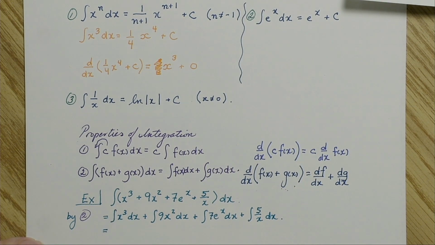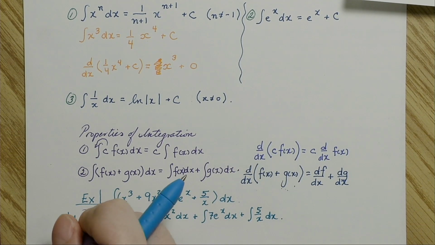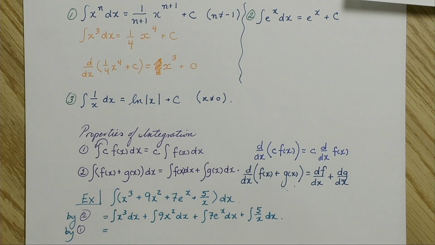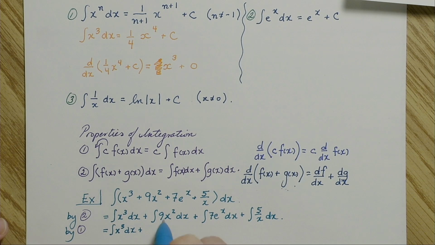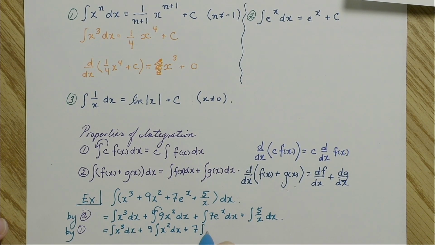The next thing is, by rule 1, I can bring out those constants in front. There's no constant in front of the first one, so I can leave that alone. I can bring out the constant in front here. So I get 9 times the integral of x squared dx, plus 7 times the integral of e to the x dx, plus 5 times the integral of 1 over x dx.